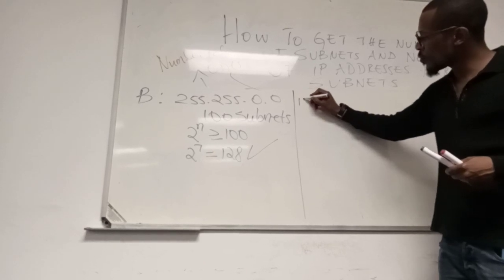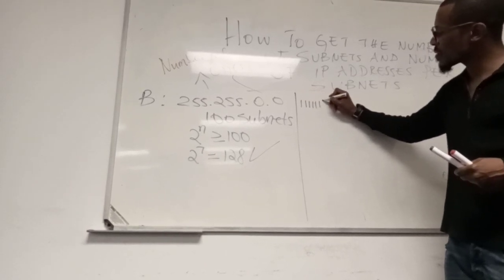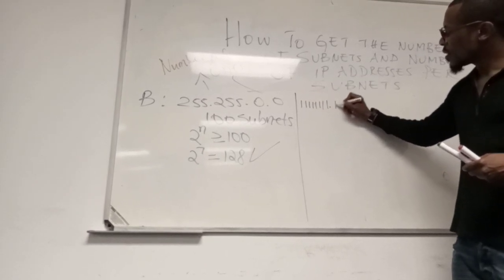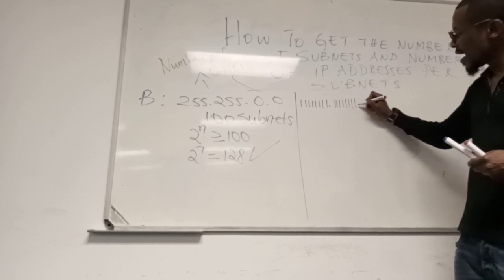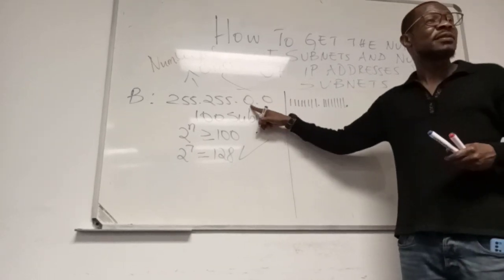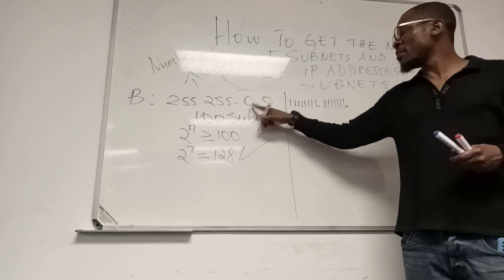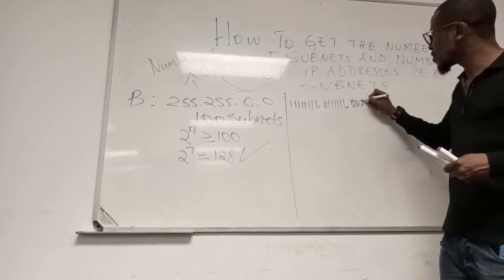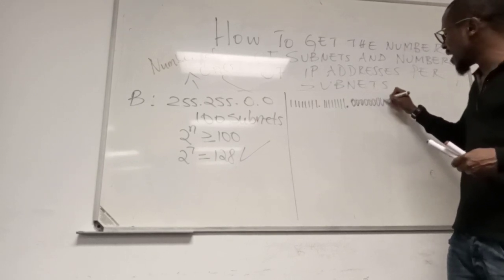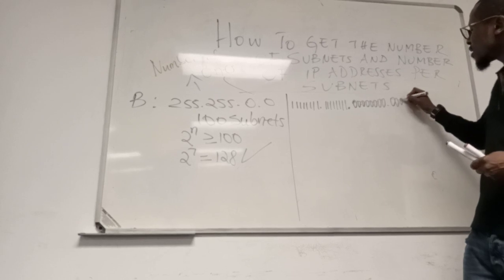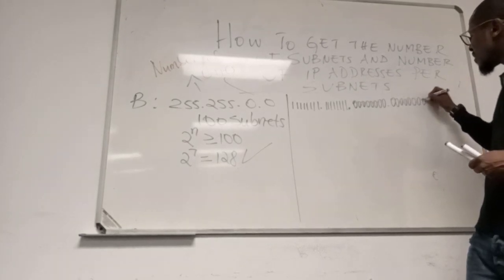We know that it's 1, 1, 1, 3, 4, 5, 6, 7, 8. Now we are here, right? You remember here it's at 1, 2, 3, 4, 5, 6, 7, 8. Dot 1, 2, 3, 4, 5, 6, 7, 8.